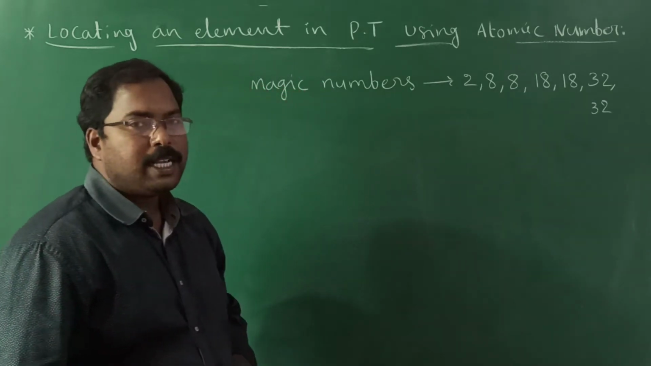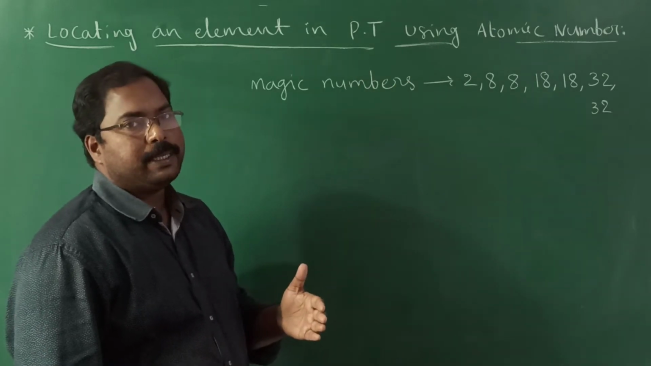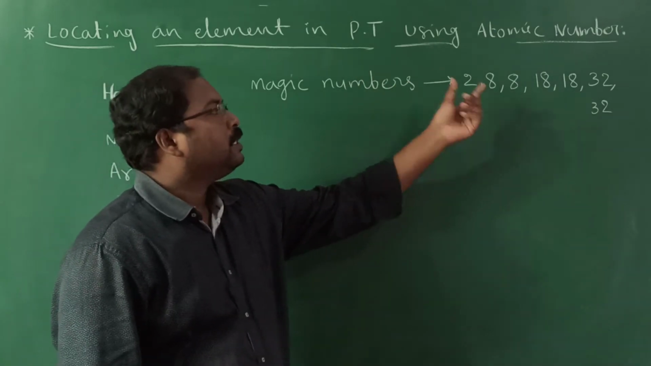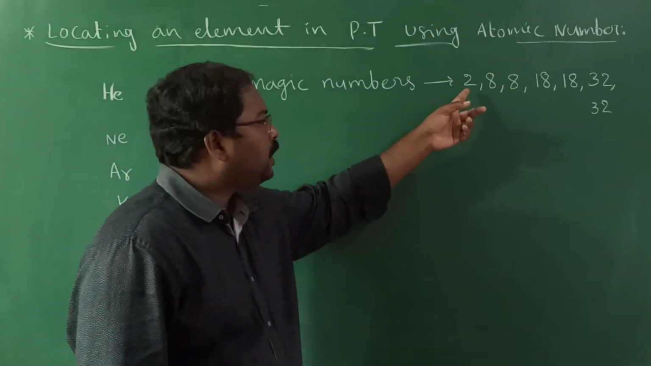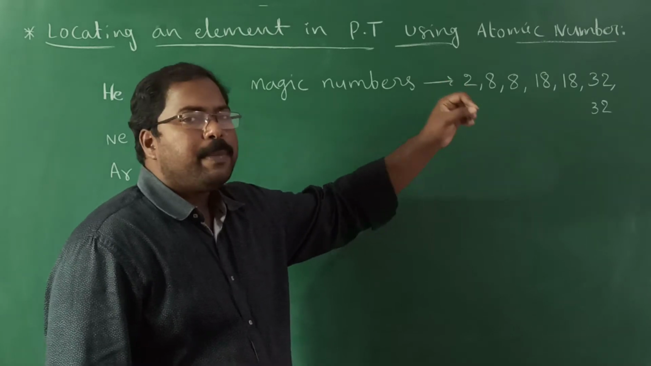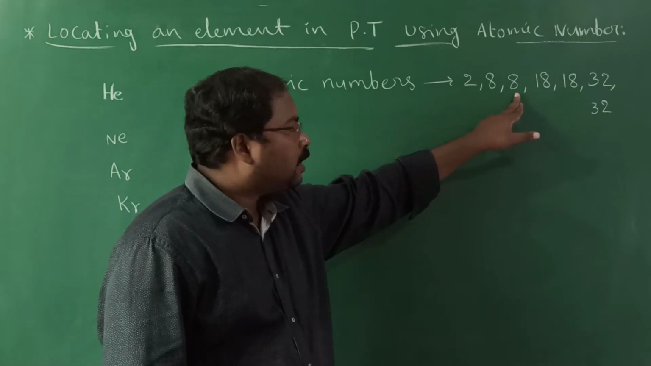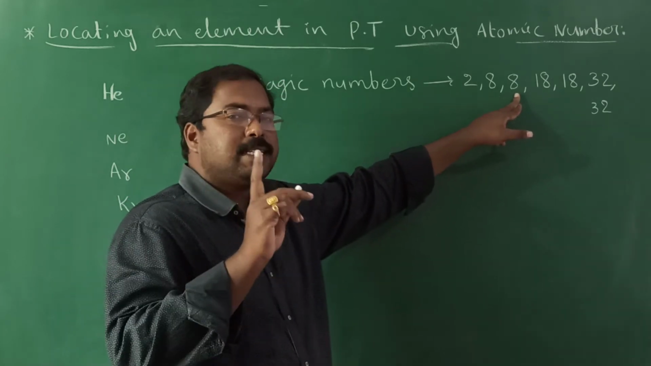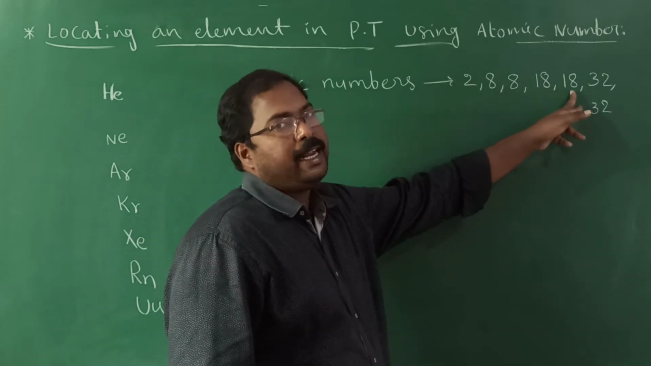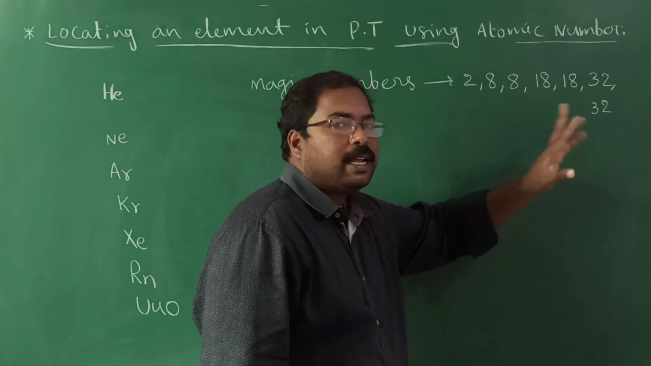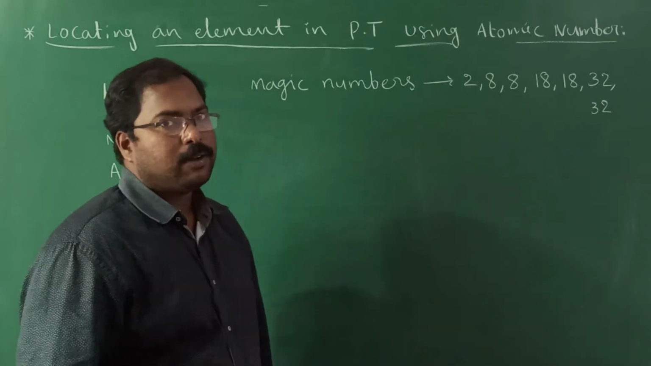Why are these known as magic numbers? Because we can get the atomic numbers of the next element in a group using these magic numbers. And these are not new numbers. If you observe, they represent the number of elements in the period. The first period has 2 elements. The second and third periods, which we discussed, are called short periods. Both contain 8 elements. Next are 18, 18. Next, the 6th and 7th periods contain 32 elements.